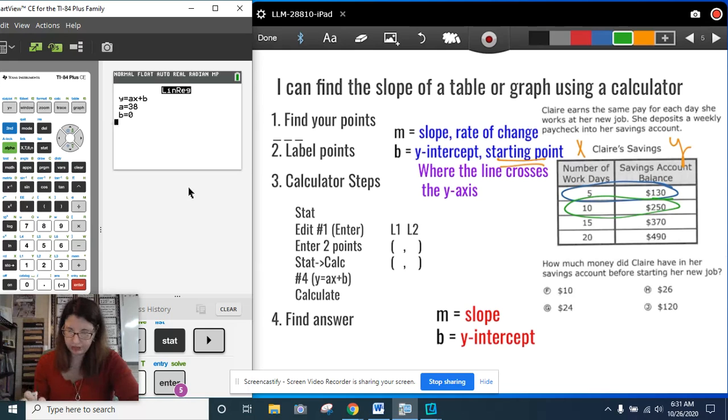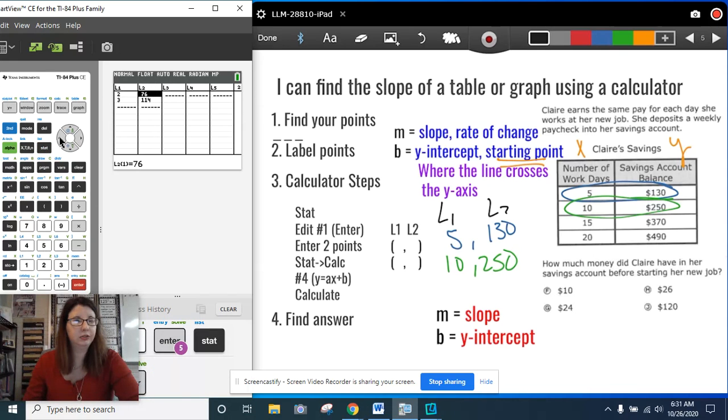And I entered them just as I see them. Those are 10 and 250. And that's 5 and 130. So I can enter in my L1 and L2 just as I see them. Stat, edit, enter, over to put 5, enter, 10, enter, over and up, 130, enter, 250, enter. My points look like my points here.